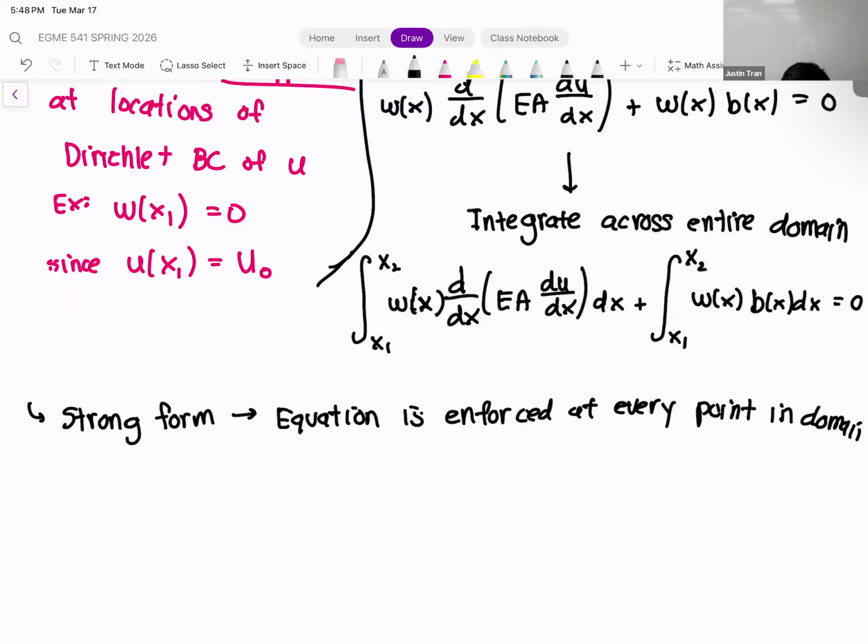Whereas the weak form, we're no longer caring about what things are happening point to point, because we're integrating across the entire domain. And so we can say that our equation now is enforced in total across our entire domain through the integration.